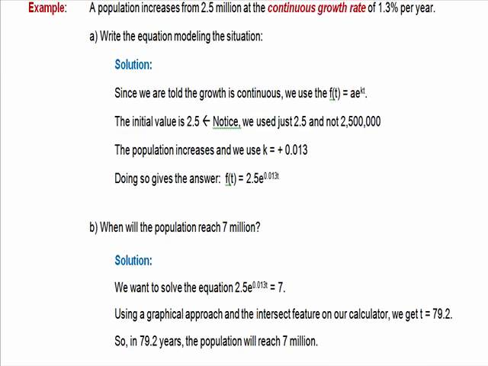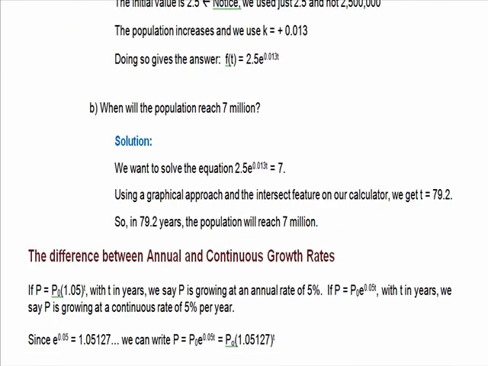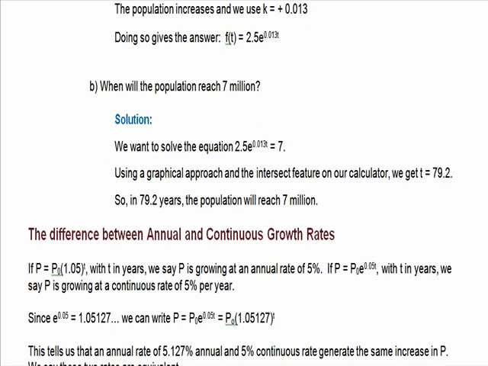Part B. When will the population reach 7 million? So now what I want to know is when will the function that I just worked with equal 7? And again, since I use 2.5 and not 2,500,000, I will use just 7 instead of the full 7 million. So I have 2.5 e to the 0.013t equals 7.